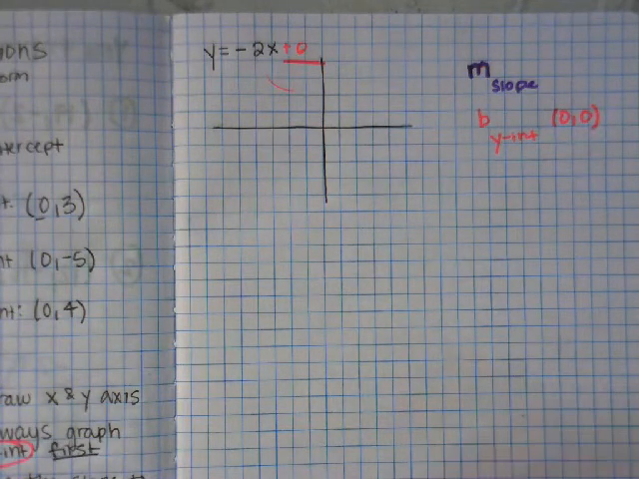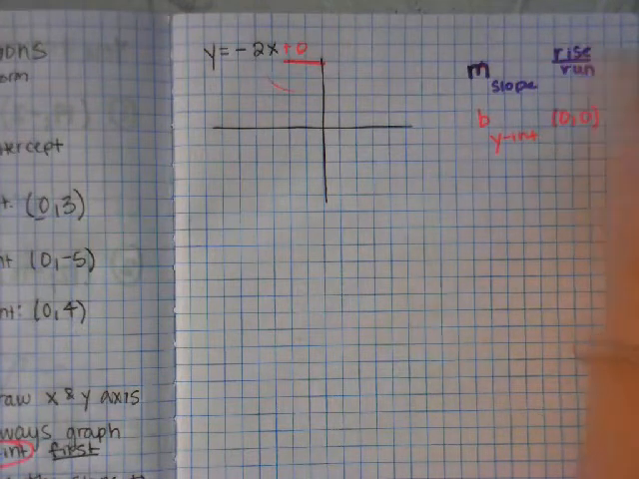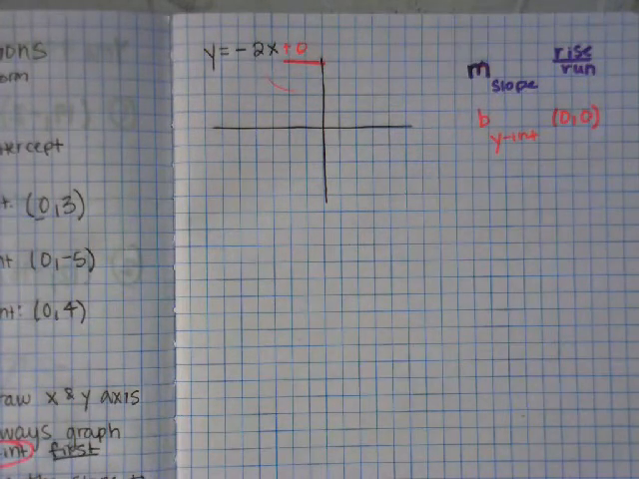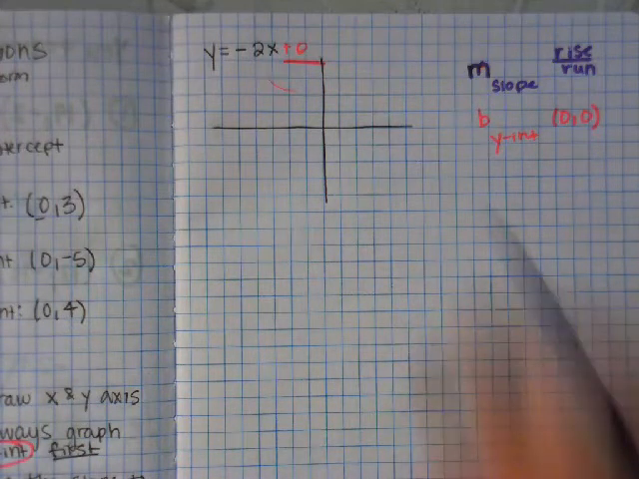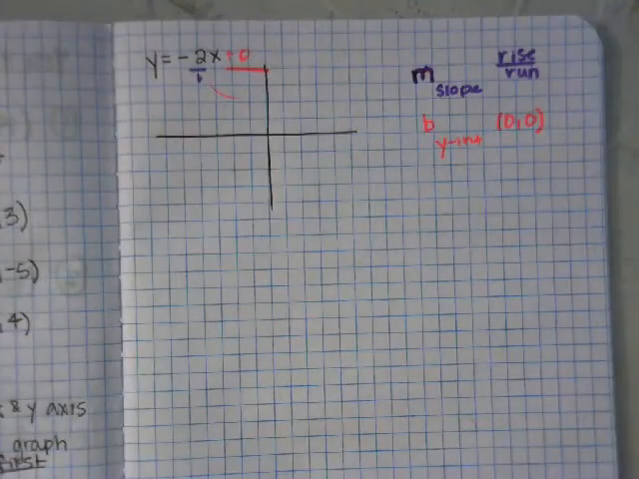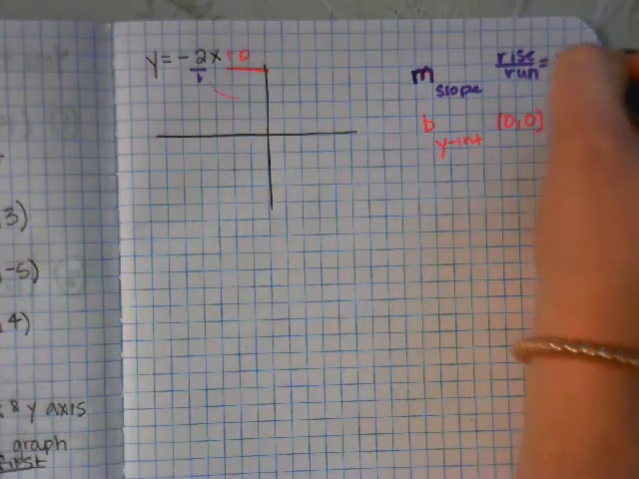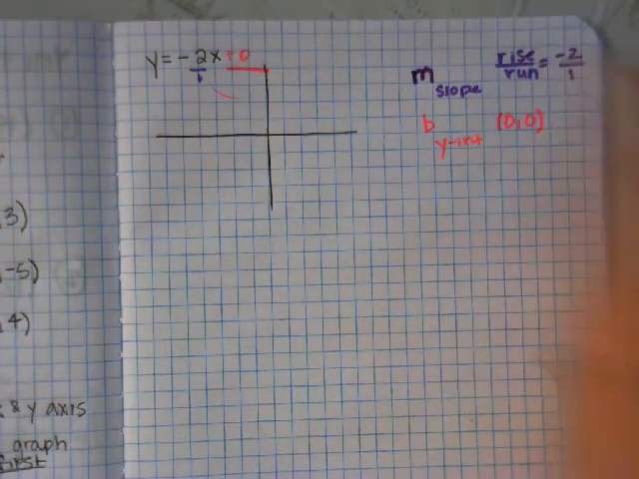Then for our slope, remember we need a rise and a run. But if we look, we have a whole number. Anytime you have a whole number and you want to turn it into a fraction, you put it over 1. When there is no run, put it over 1. You're gonna hear me say that again. When there is no run, put it over 1. All right? So our rise here is negative 2, and our run is 1.